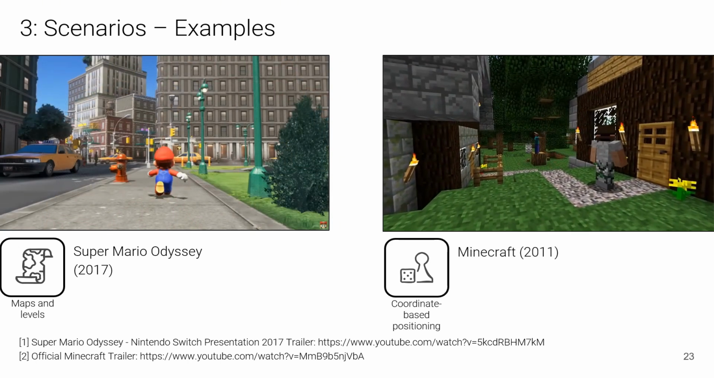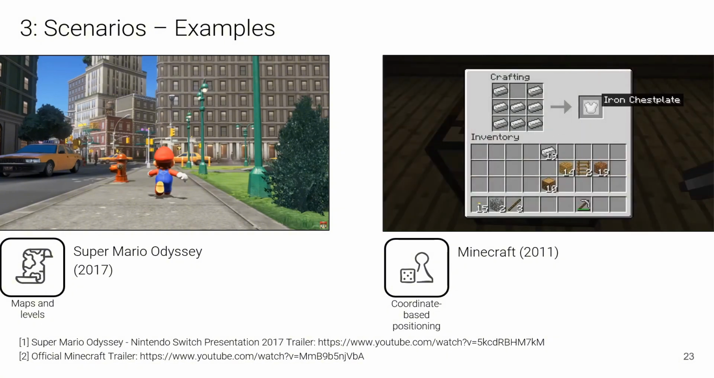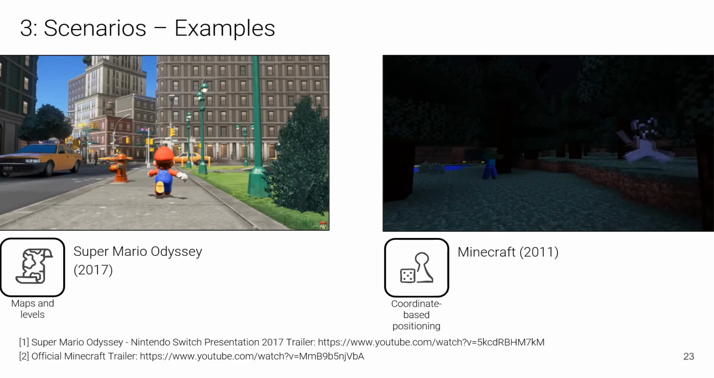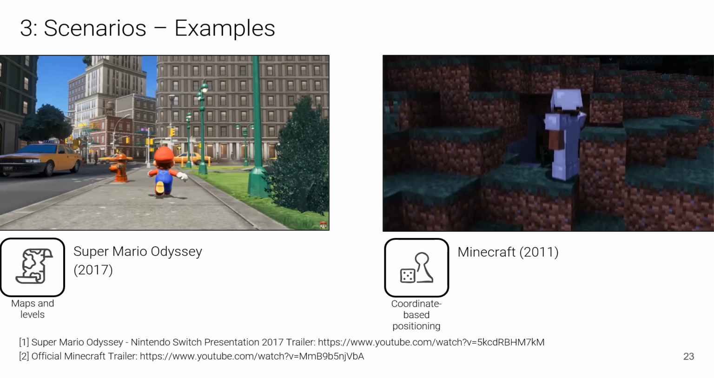In Minecraft, the entire game world is based on a three-dimensional coordinate system. Players use coordinates to navigate, build, and find resources. Many mechanics use precise positioning.